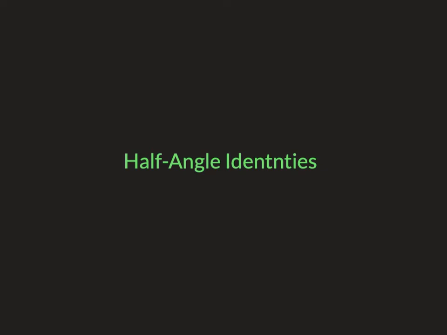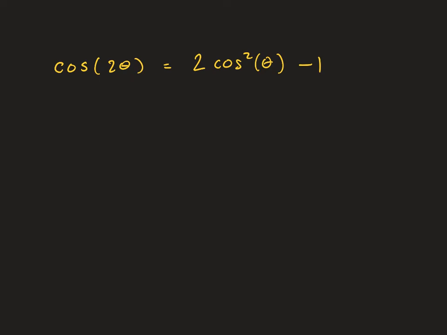Now that we've studied the double angle identities, it's time to take a look at the half angle identities. And we do that by starting with a couple of the double angle formulas. So let's take a look. One of our double angle formulas is cosine 2 theta equals 2 cosine squared theta minus 1.